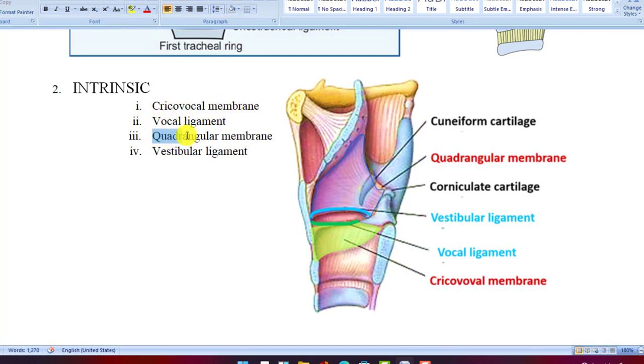Then there is the quadrangular membrane. You can see this one, 2, 3, and 4. This big membranous ligament is called the quadrangular membrane. And then there are vestibular ligaments. So you can see here the vestibular ligaments are also present. These are the vestibular ligaments, the blue one; the green one is the vocal ligaments; the yellow one is the cricovocal membrane; and then this broad fan-shaped quadrangular membrane or ligament is called the quadrangular membrane or quadrangular ligament.